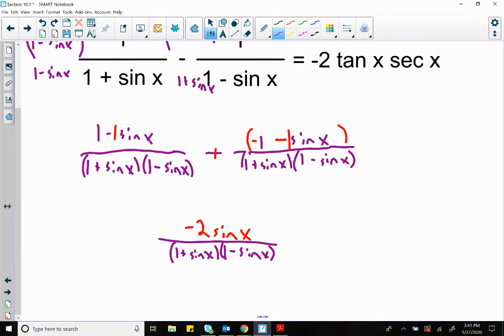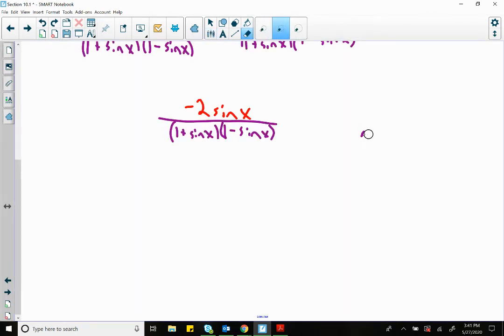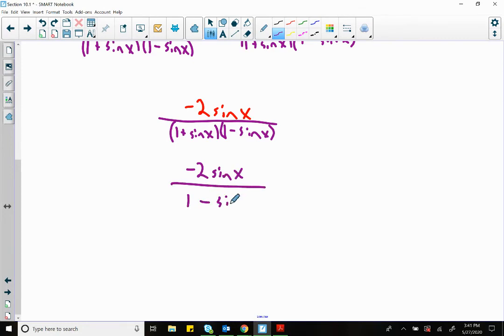Now, before we continue on, you need to go ahead and FOIL out the bottom. Because when you FOIL out the bottom, you'll get 1 minus sine squared x. Hey, we know what that is. 1 minus sine squared x, that's cosine squared x.